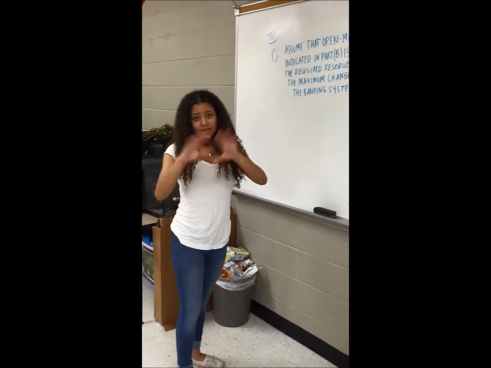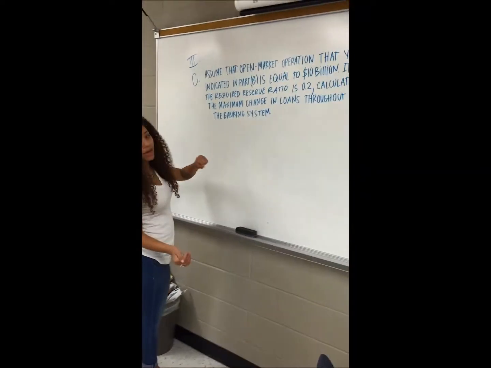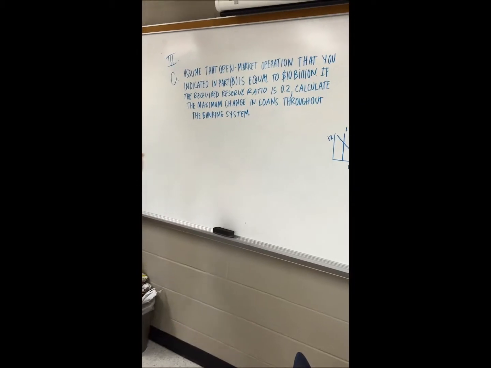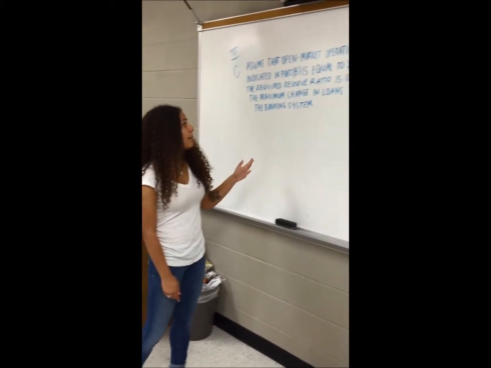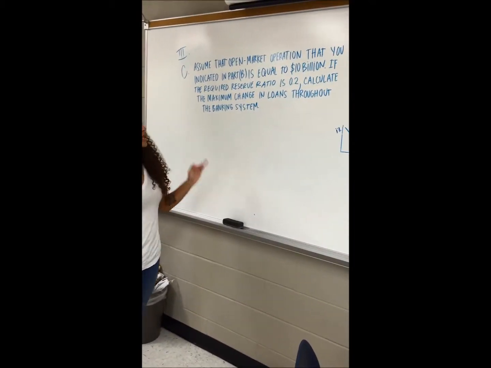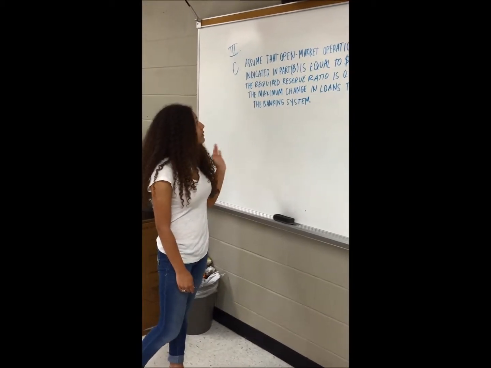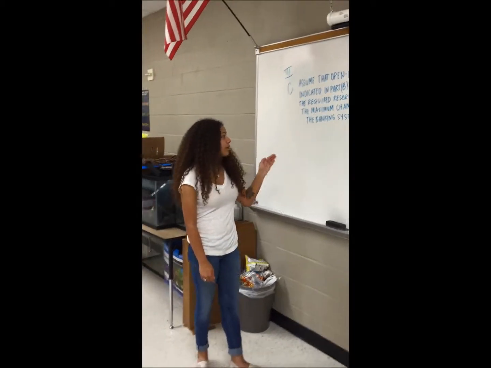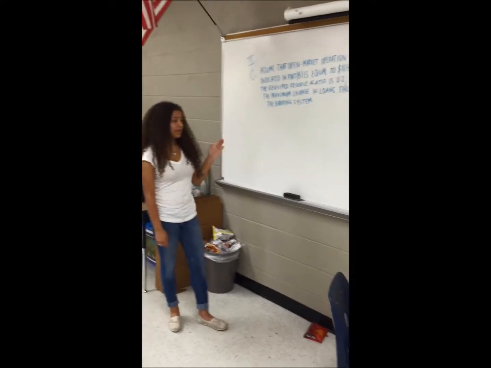So now that you have some terms, I'm going to try to apply it to this example problem. The problem says, assume that the open market operation that you indicated in part B is equal to 10 billion. If the required reserve ratio is 0.2, calculate the maximum change in loans throughout the banking system.